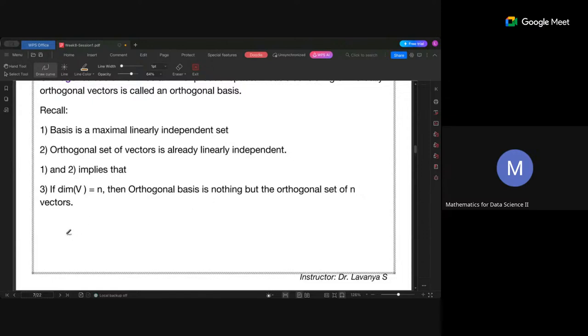Okay. So what can you say about any orthogonal set of n vectors in Rn? It forms a basis. Yes.